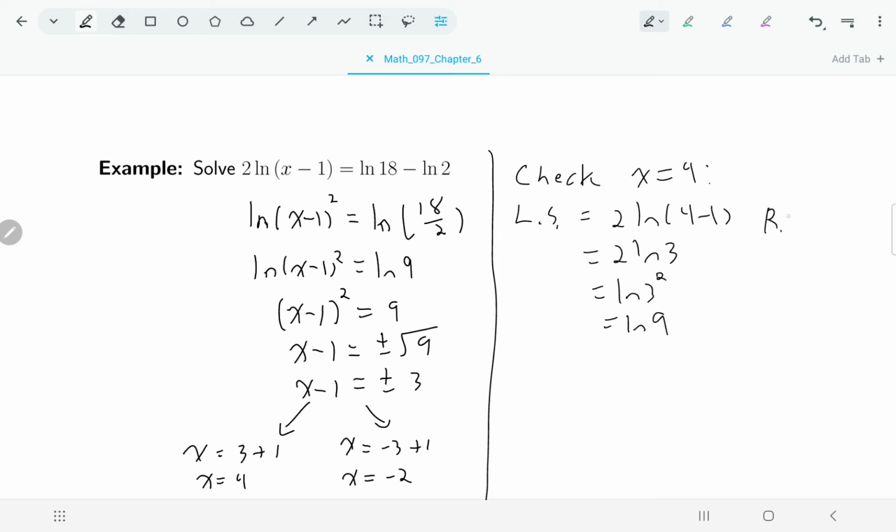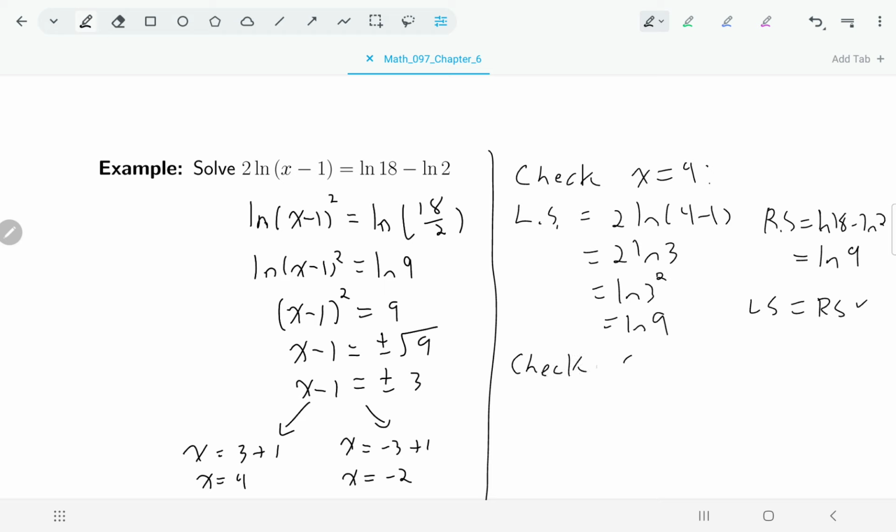The right side is just going to be natural log of 18 minus natural log of 2. No place for me to put in an x value there. But of course that simplifies to give me natural log of 18 divided by 2, which is natural log of 9. So left side and right side are equal to each other, and I can feel happy about that. So 4 definitely is a solution, but good question.